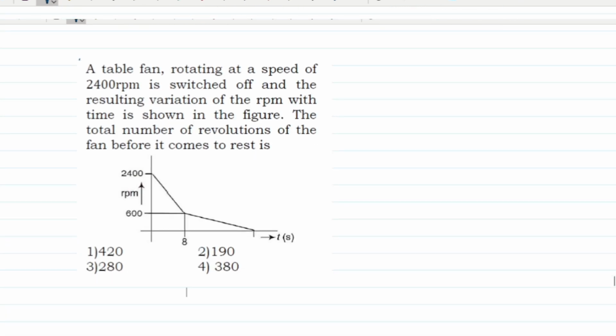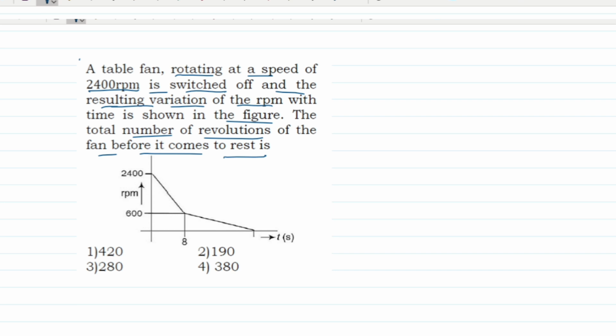Next, look at the next question. A table fan is rotating at a speed of 2400 rotations per minute and is switched off, and the resulting variation of the RPM with time is shown in the figure. They are asking for the total number of revolutions of the fan before it comes to rest.